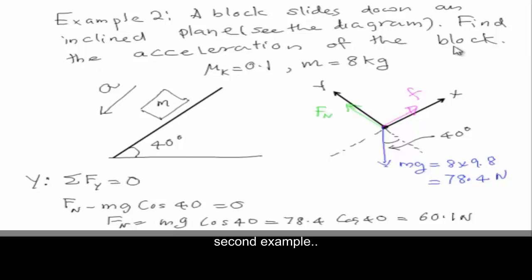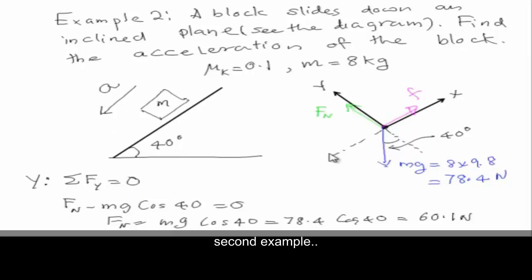Another example: a block slides down an inclined plane. Find the acceleration of the block. Mu k is equal to 0.1. Mass is 8 kilograms. This is the free body diagram. We have the normal force in the y direction and the weight is downward, and the friction force is parallel to the x-axis but in the opposite direction to the motion.